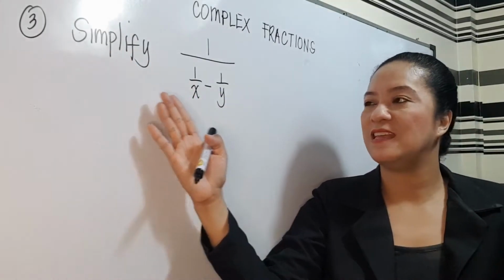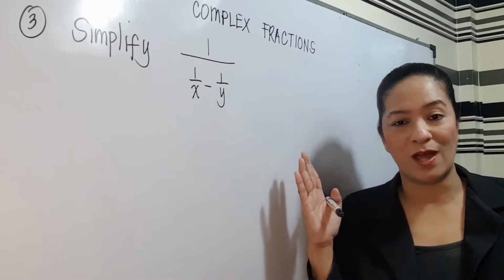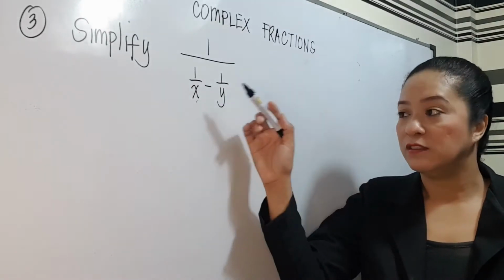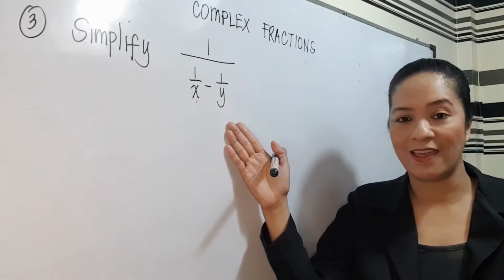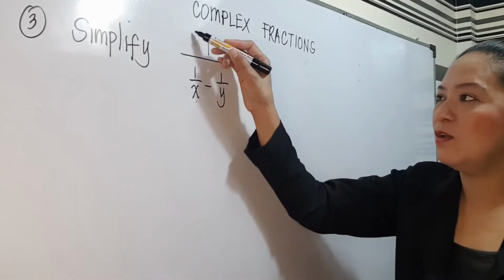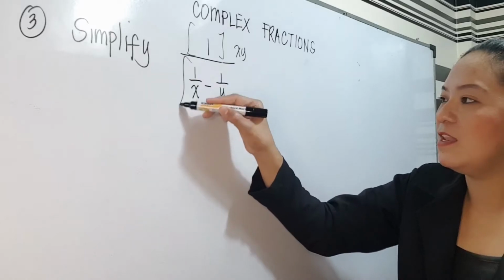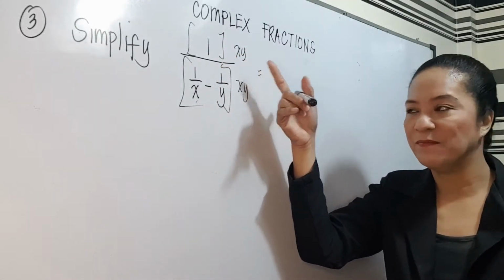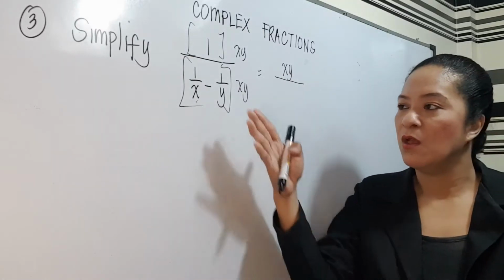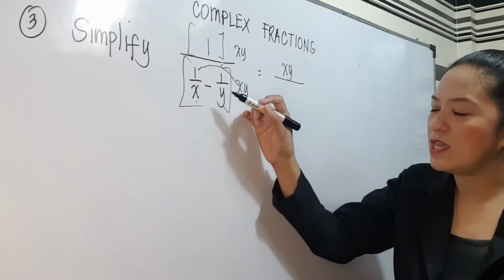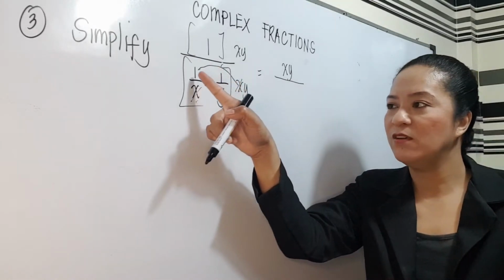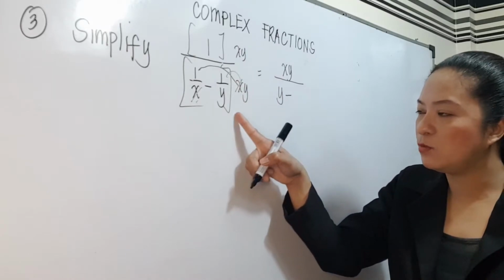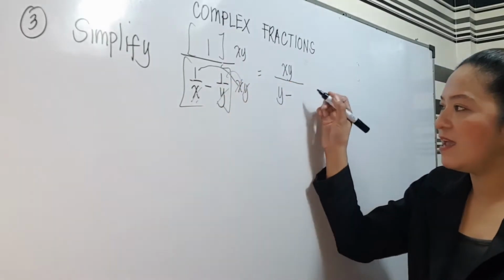So let's have example number 3. Simplify 1 over x minus 1 over y. Since this is the main fraction line, there's only one denominator in the given complex fraction. So the LCM of the denominators, x and y, is xy. So let's multiply the numerator by xy and the denominator by xy, the LCM of the denominators. What is 1 times xy? That is xy over 1 over x times xy. We can cancel x and x. So we have 1 times y, which is y, minus 1 over y multiplied by xy, so we can cancel y this time. So 1 times x is x.